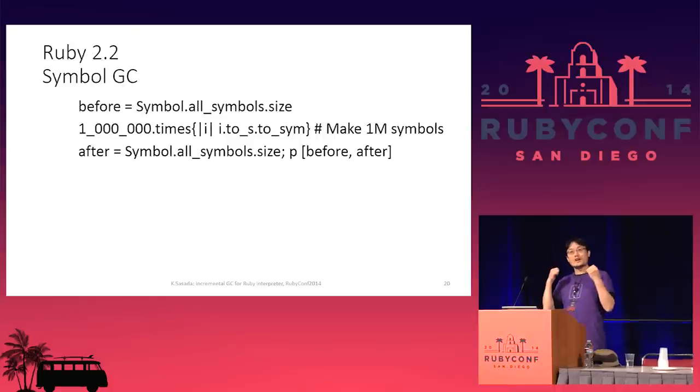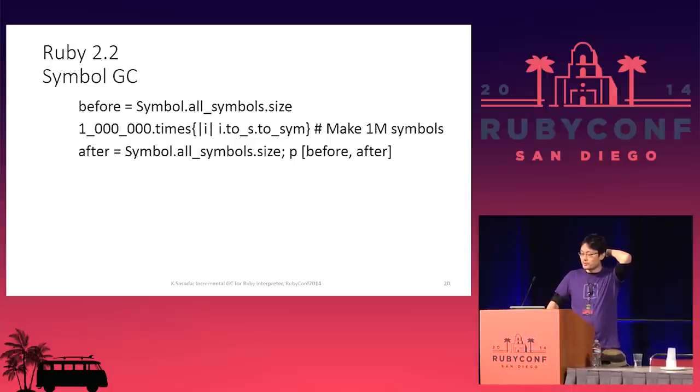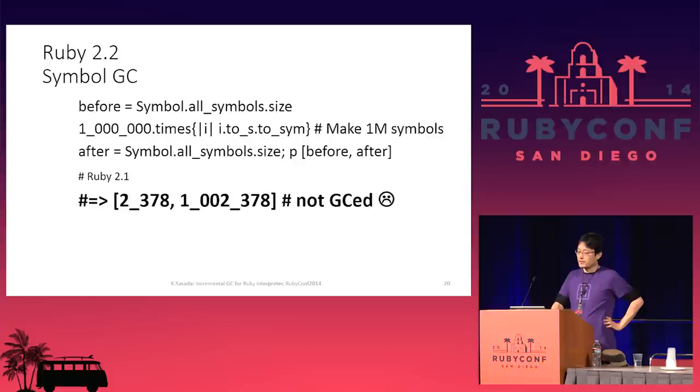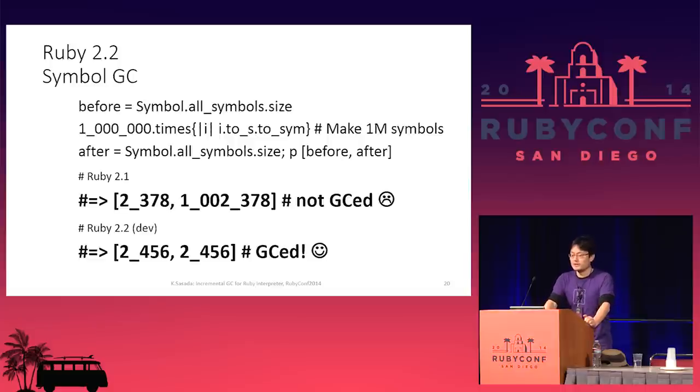For example, if we wrote such a program, this program shows the symbol number, generates 1 million symbols, and checks the symbol number again. On Ruby 2.2, this is before and this is after the symbol generation. So all symbols are not retained. In Ruby 2.2, we can collect the dynamically created symbols. So this is what symbol GC does.